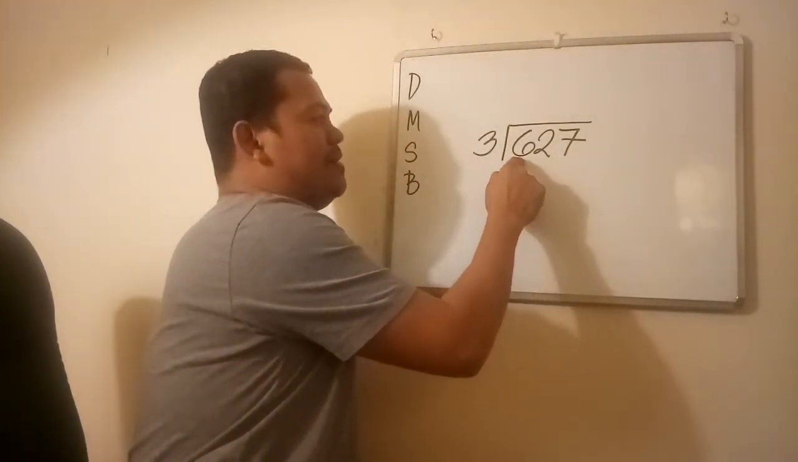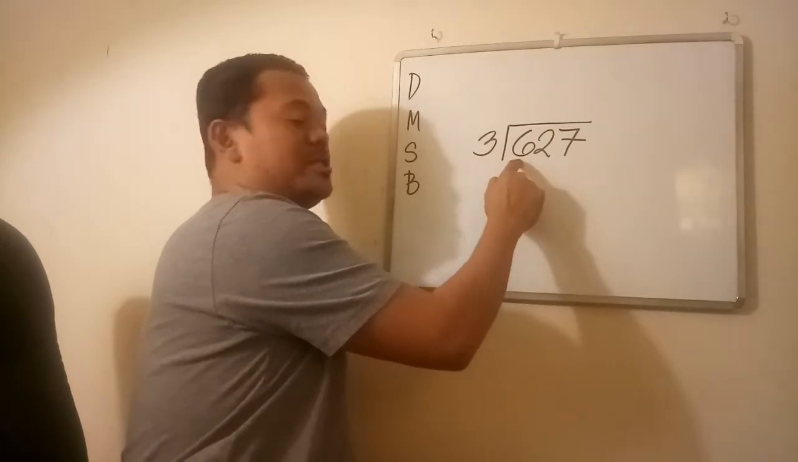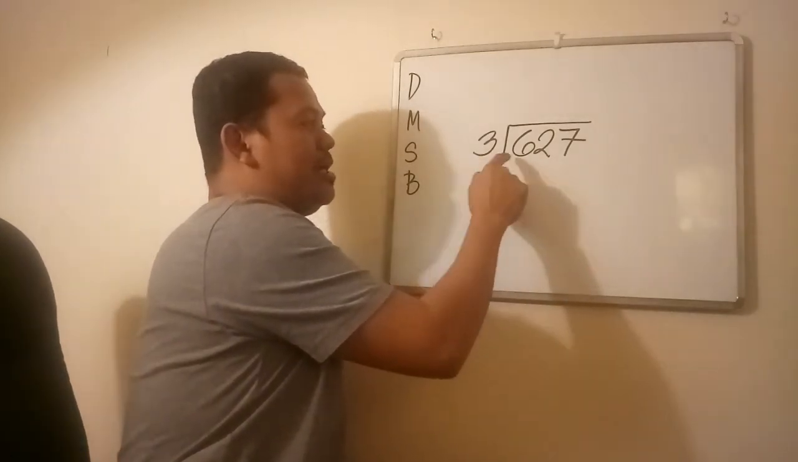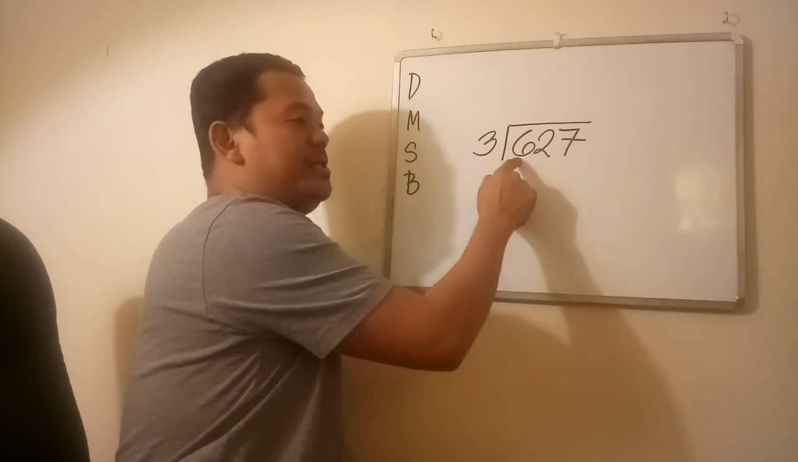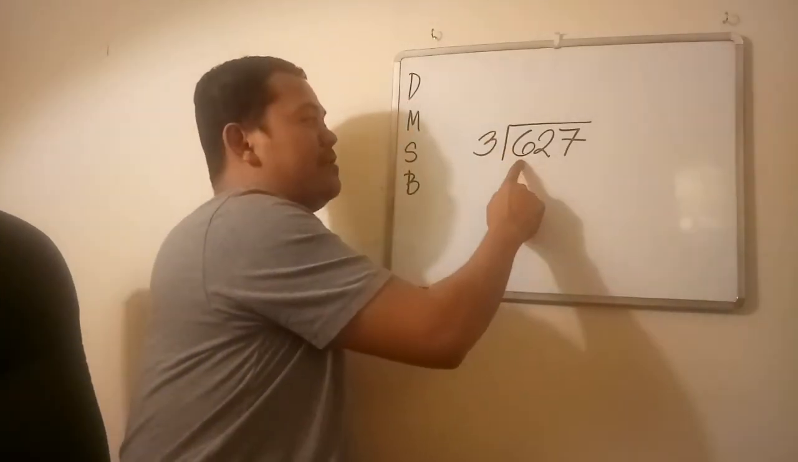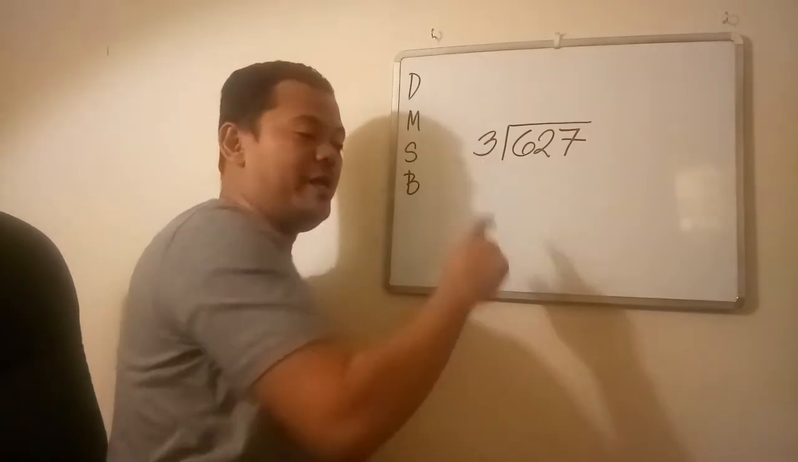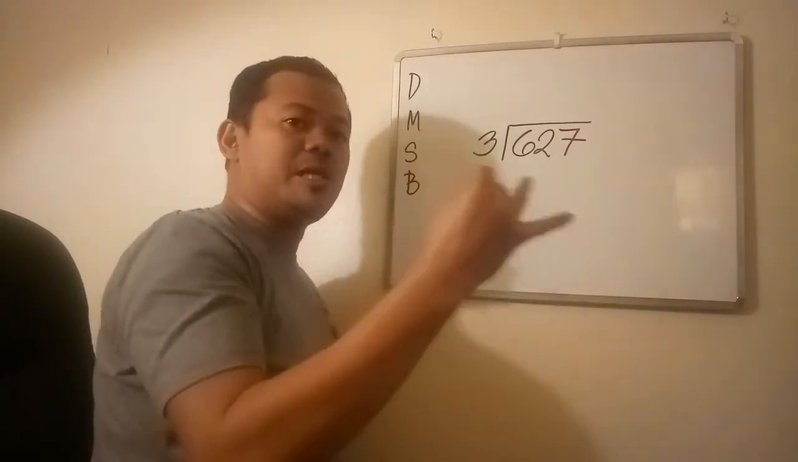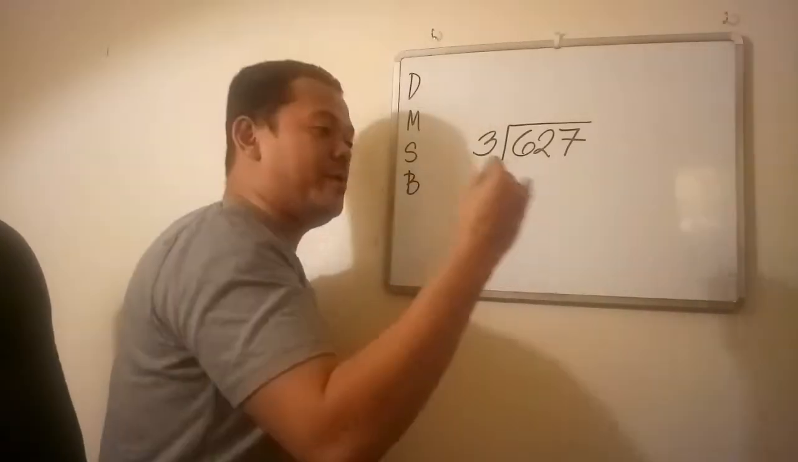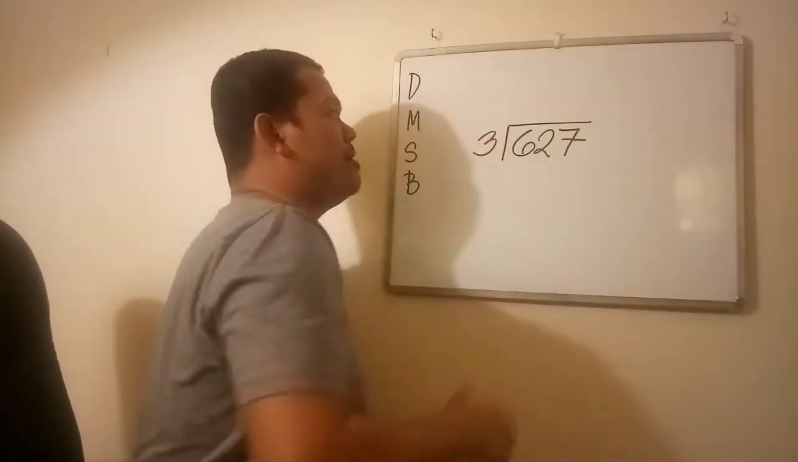Can we divide 6 divided by 3? Yes, because 6 is bigger than 3. So let's find out how many 3's are in 6. Let's count by 3: 3, 6. How much? It's 2. Write the 2 here.